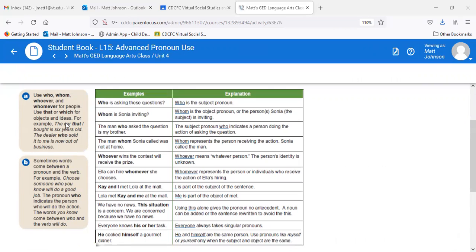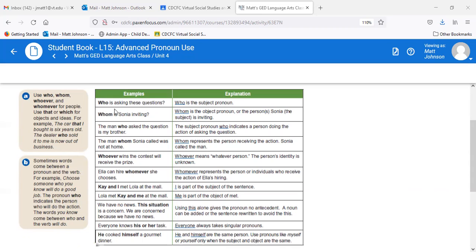First off, in the box, use who, whom, whoever, and whomever for people. Use that or which for objects and ideas. For example, the car that I bought is 6 years old. The dealer who sold it to me is now out of business. Sometimes words can come between a pronoun and the verb. For example, choose someone who you know will do a good job. The pronoun who indicates the person who will do the action. The words you know come between who and the verb will do. So in this case, who is the subject pronoun.